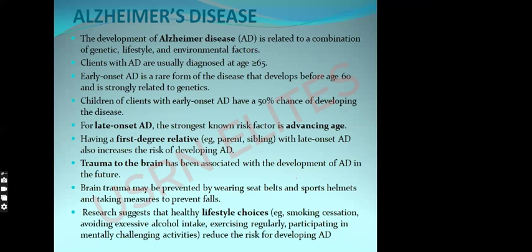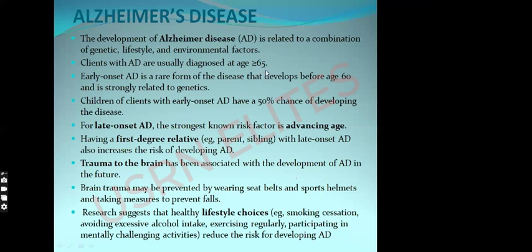It's time to talk about Alzheimer's disease. Someone will say Alzheimer's disease. So let's look at what we have here. The development of Alzheimer's disease is related to a combination of genetic, lifestyle, and environmental factors. Clients with Alzheimer's disease are usually diagnosed at age 65 or more.